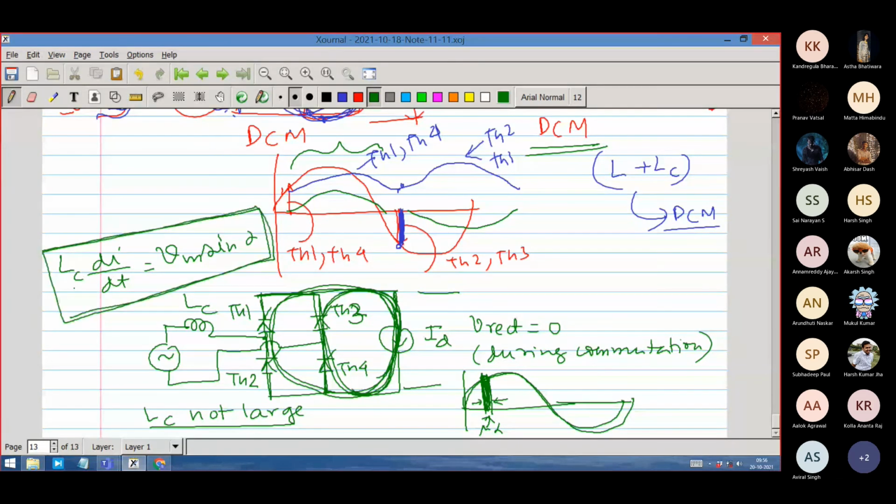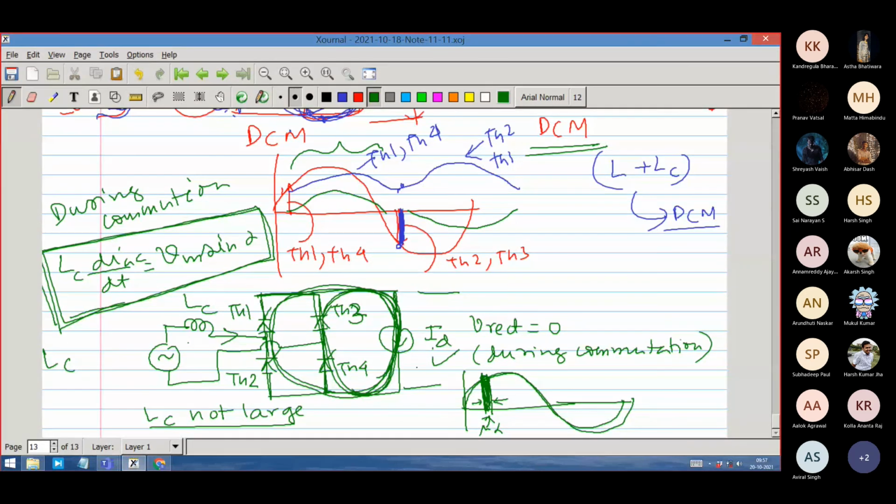This is saying with respect to this current iAC, LC diC by dt is equal to Vm sin alpha during commutation, only during this commutation. So now you know how I can write it. diC, what is diC? Initially it was a current ID. ID is the load current, it was carrying the load current ID.